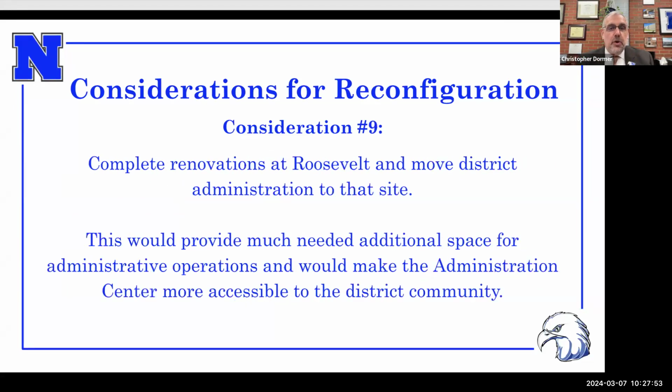Lastly, number 9 would be to complete the renovations at Roosevelt and to consider moving the district administration to that site. This would provide much needed additional space for administrative operations as we've outgrown the administration building, and would make the administration center more accessible to the community on Markley Street, right there in the heart of Norristown.